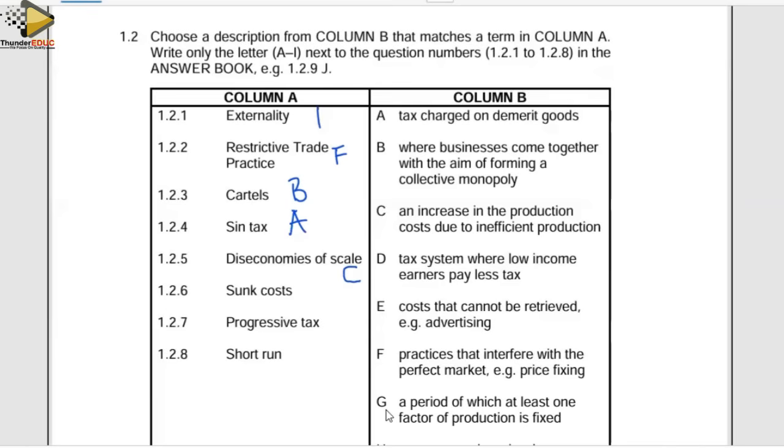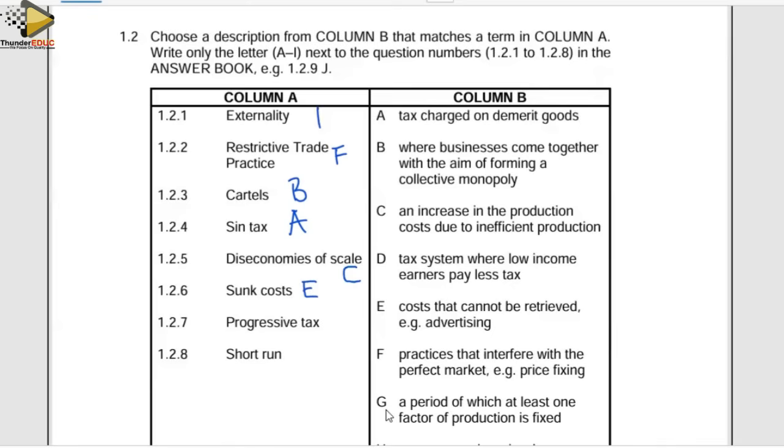Then sunk costs. When we're talking of sunk costs, we are looking at irrecoverable costs, costs that cannot be covered up for. So sunk costs matches with item E, which says costs that cannot be retrieved. For example, advertising.